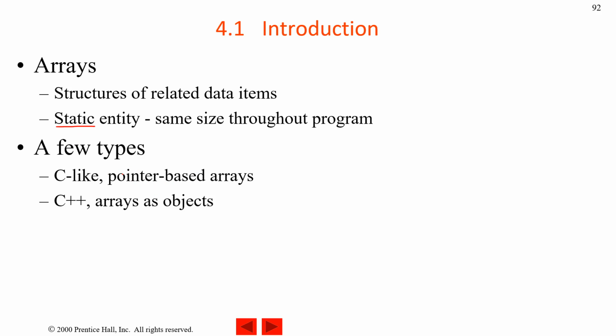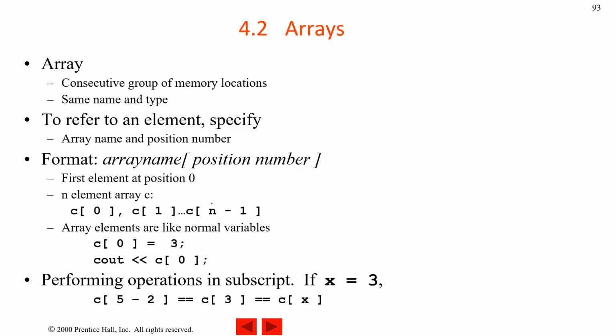A few types are the pointer-based array and the array as objects. So in C++, which is what we'll be studying, arrays are going to be objects. Now what are objects? You'll probably learn about that in CS 102, the next course that you have. But for now, just assume that they are objects, whatever objects are at this point. This is how an array looks like and how to name an array and access an array.